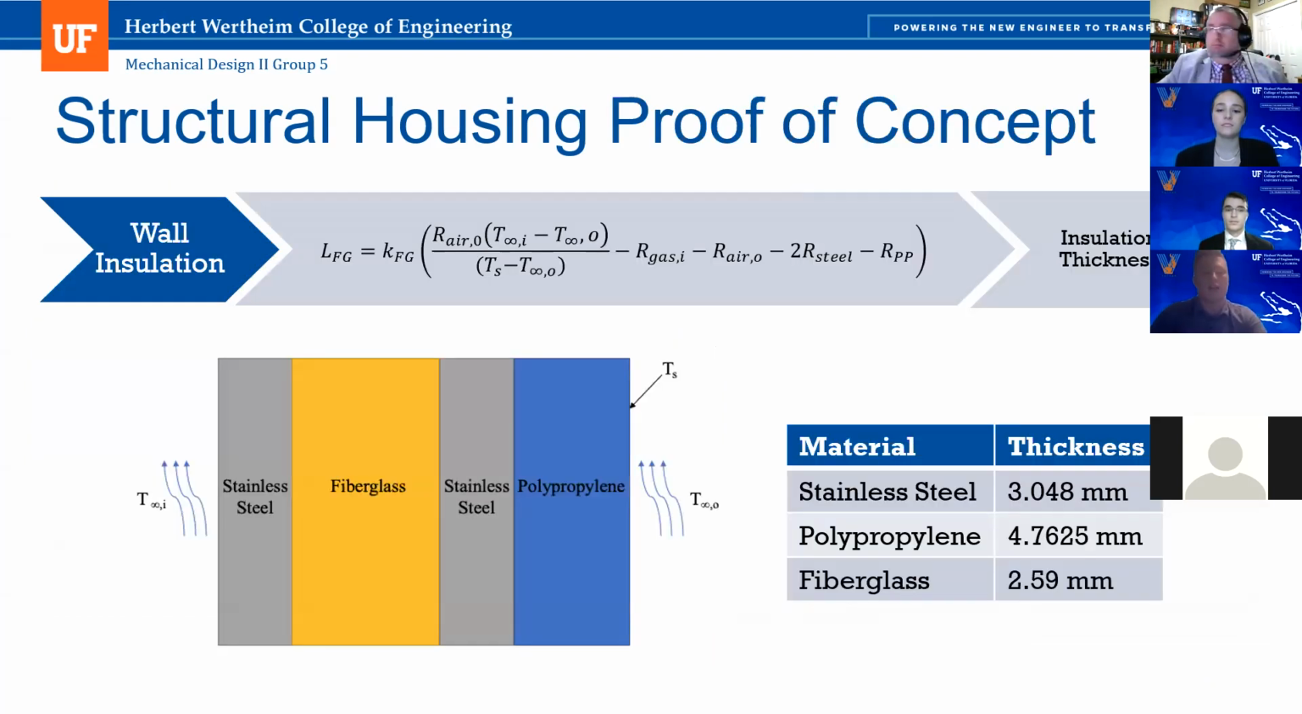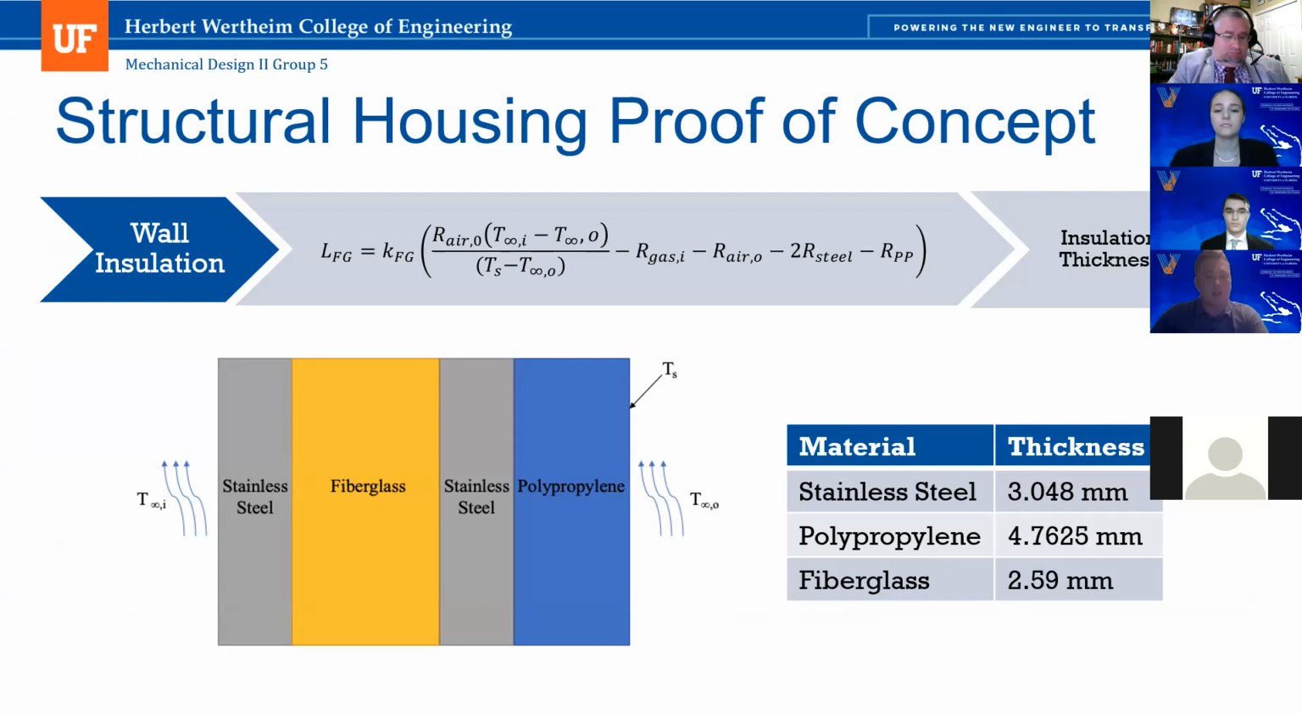So for our structural housing proof of concept, we needed to determine how thick the insulation needed to be. This is a cross section of our wall. We have very thin sheets of stainless steel, and in between those sheets of stainless steel, we have the fiberglass inserted. Then we have the polypropylene, which is the outer casing of the machine, for a cost-effective and professional finish that's also easily manufacturable.